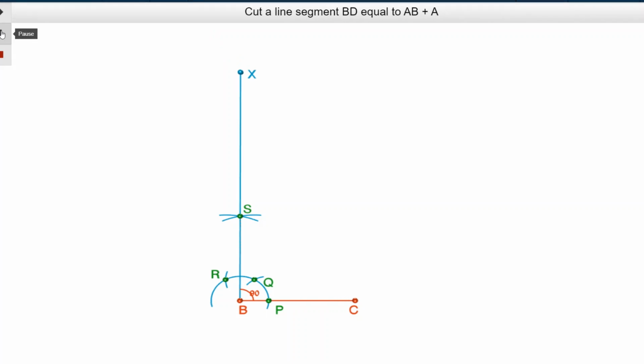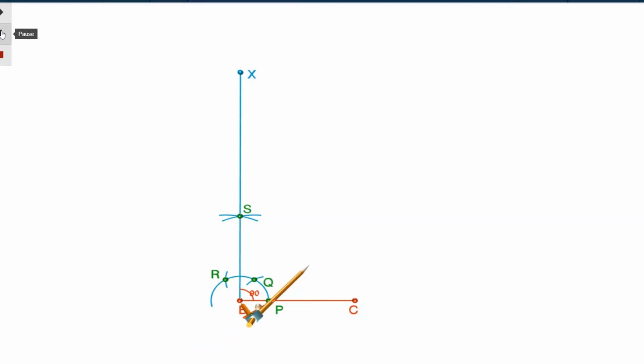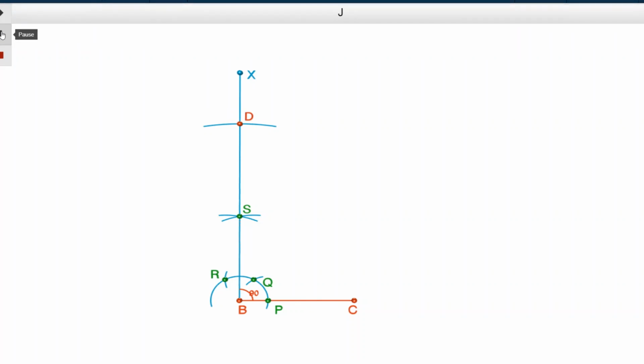Here we have to cut a line segment BD which is equal to 18 cm, because 18 cm is given as the sum of the hypotenuse and the other side. So with center B, cut arc BD equal to 18 cm. So BD is 18 cm. After this, join CD, and we have got a triangle BDC.